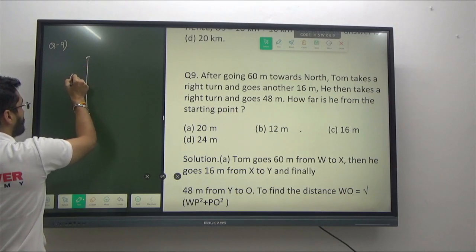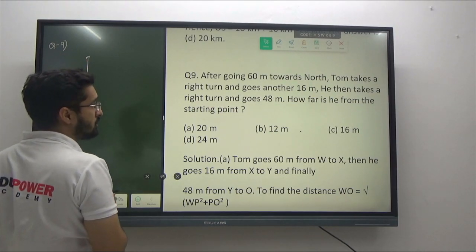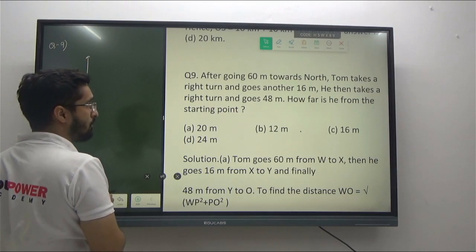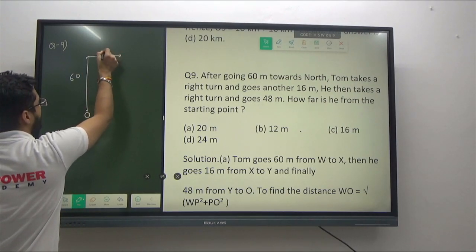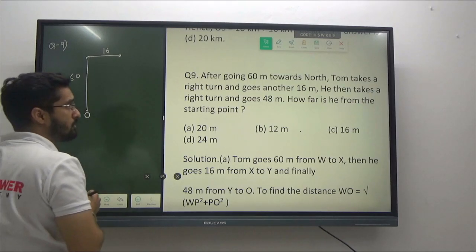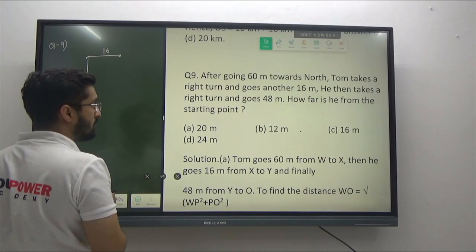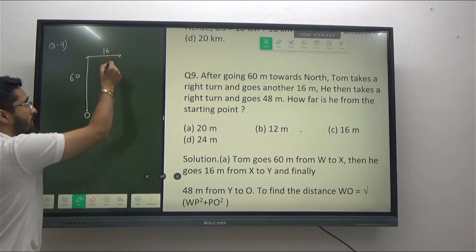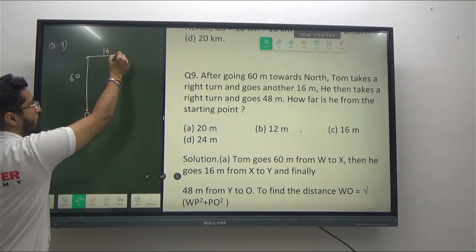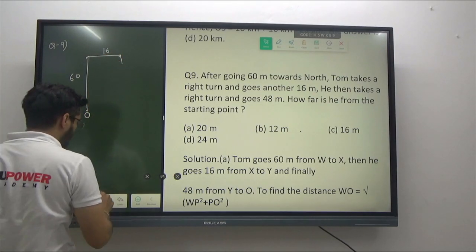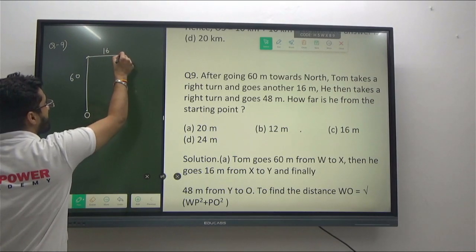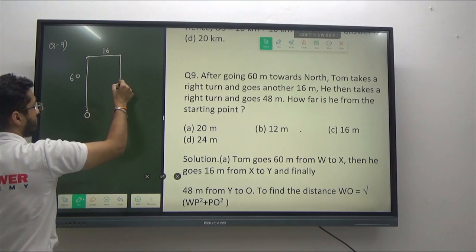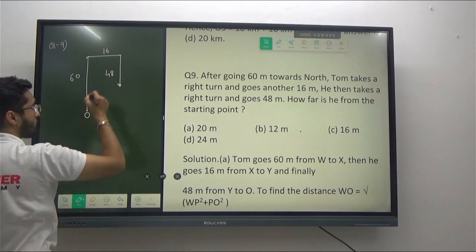Okay, he goes 60 meter towards the north. This is the north direction. Tom takes a right turn, goes another 16 meter. Right turn and goes another 16 meter. He then takes a right turn and goes 48 meter. Now right turn will be towards the south. So when he takes the right turn, he'll go 48 meter. So this is 48 meters approximately.